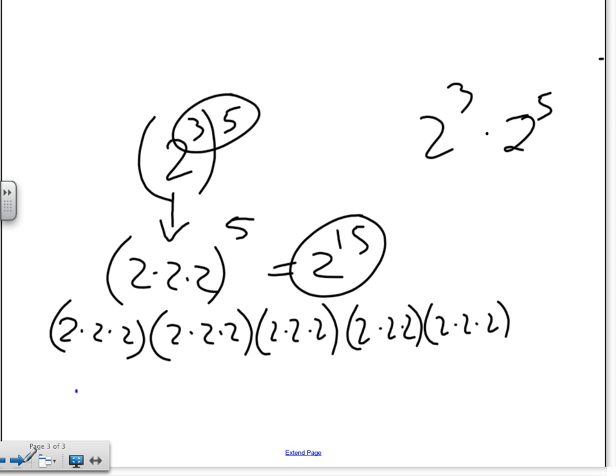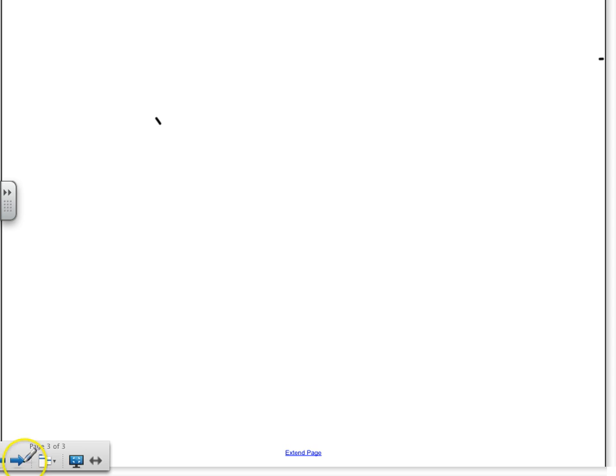Versus this one, I'm not peeling any layers. I clearly see that I have 3 of 2s, and I have 5 of 2s. Together I have a total of 8 of 2s. This one is a bit different. I have 3 of 2s inside, but I have 5 sets of those. You see it? And I can keep on doing that to prove it to myself it works. But now we know a better way to do it. When we see layers of powers, we multiply them. Easy.